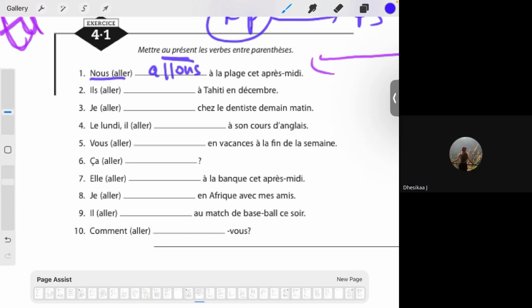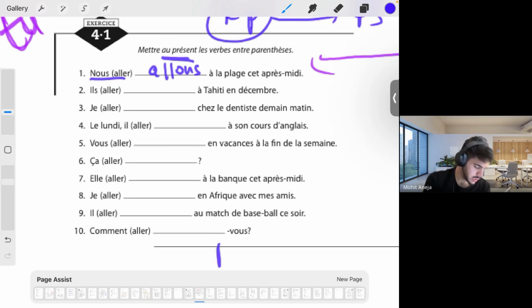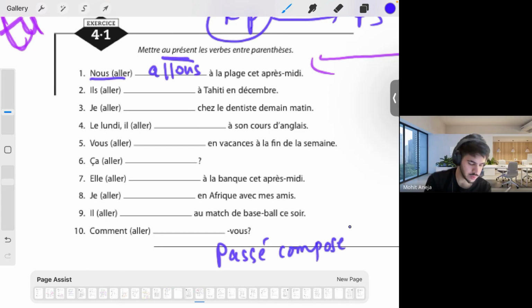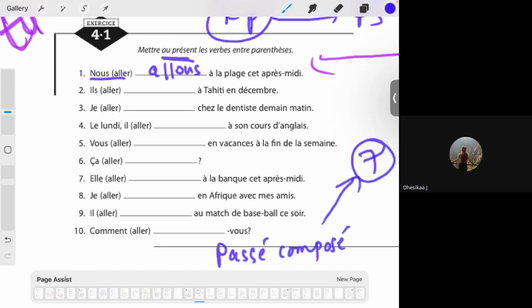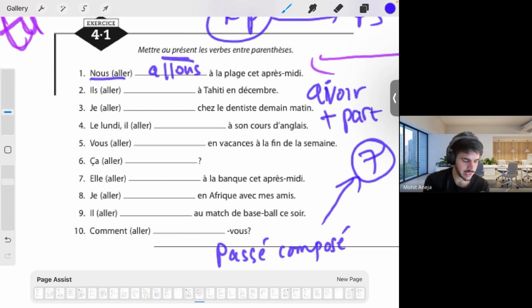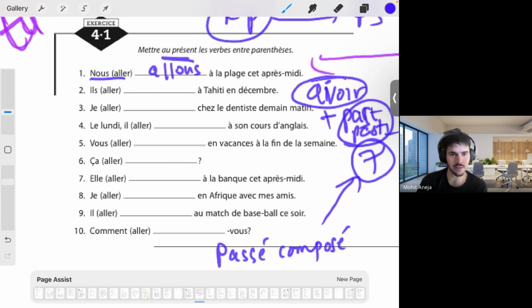So passé composé, just to give an example, is in the seventh chapter of this book. It uses two components. One is the auxiliary, which is avoir, right? And then there's a past participle. This past participle is something that I'm going to be focusing on in the seventh chapter, not on the conjugation of avoir, because we've already done that. We just have to use this in the present.